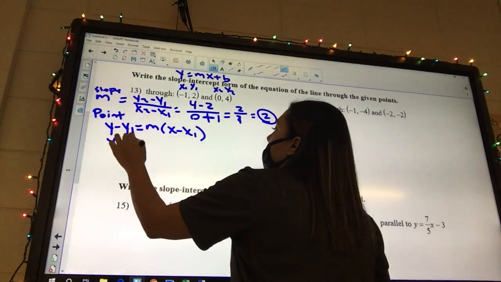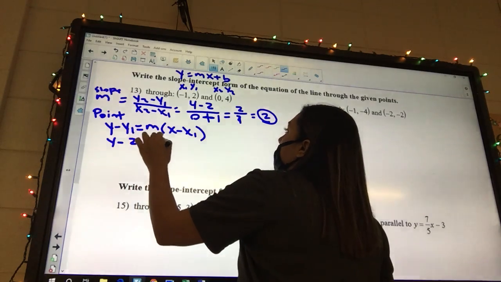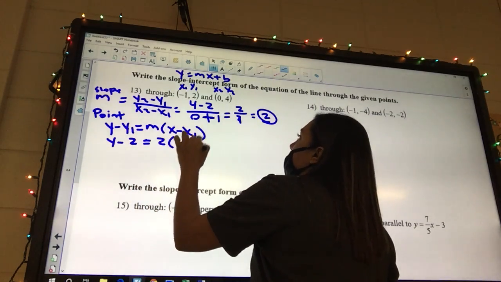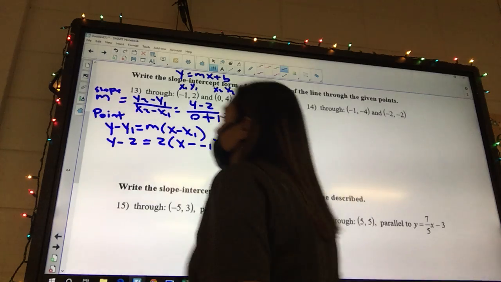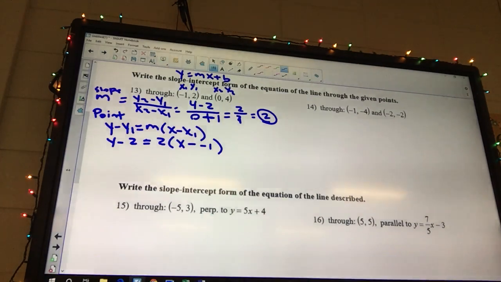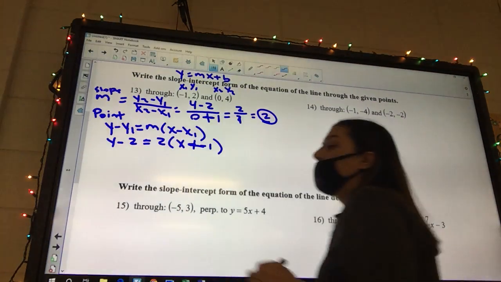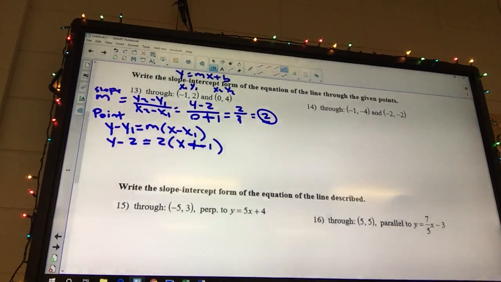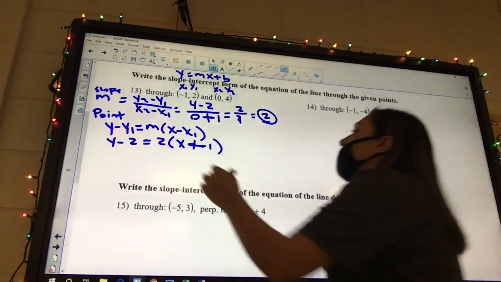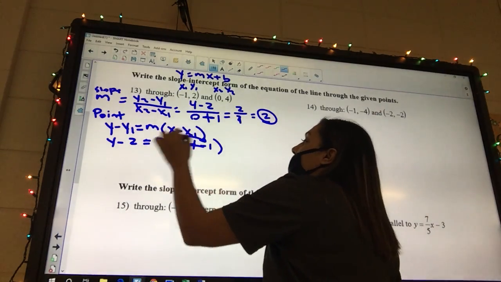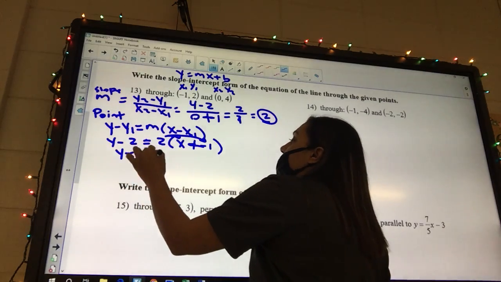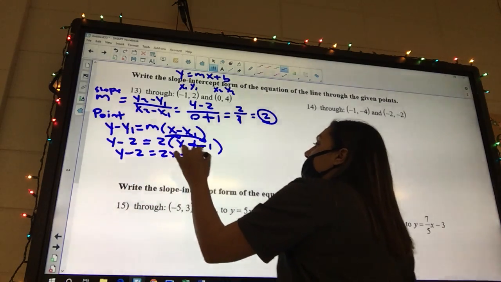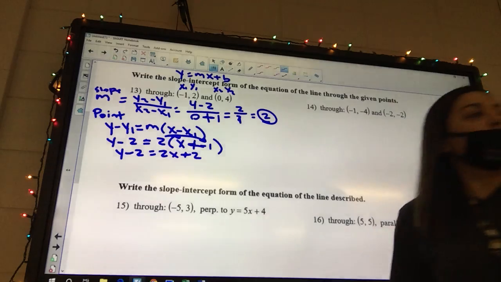Y minus y2 is 2. My m is 2. X minus my x1 is negative 1. What's a minus minus? Plus. 2x. Do we stop or do we keep going? Keep going. We gotta keep going. Y minus 2 equals 2x plus 2. Plus 2 plus 2. Y equals 2x plus 4.